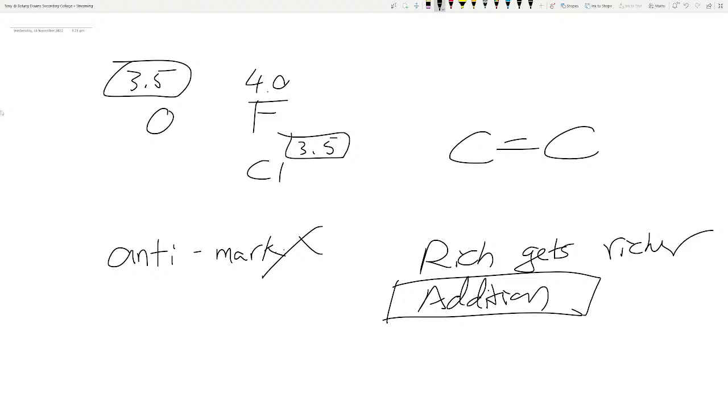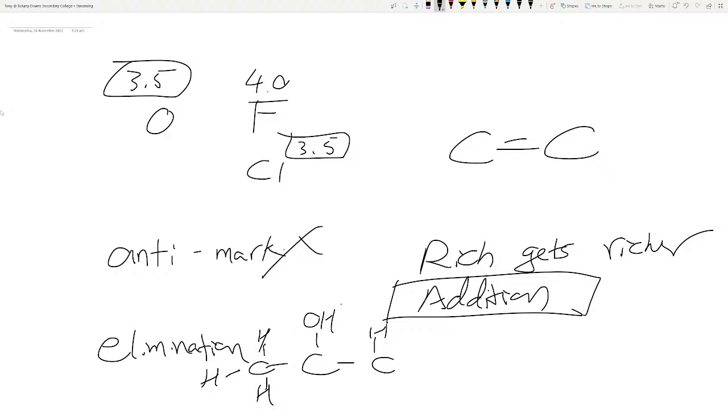When you're doing Zaitsev rule, an elimination reaction, that is when you have, say, an OH and an H. Say there are 2 H's here, 3 H's here, 2 H's here, and this is a carbon, for example. When you're removing, this OH has to go. Then you have a choice of either removing this H or this H, and you look at the carbon that has the fewer number of hydrogens.